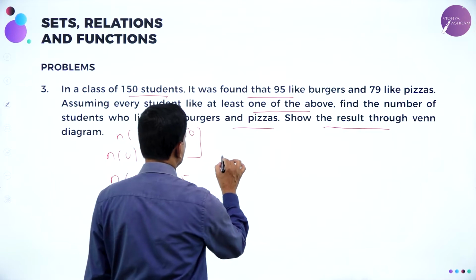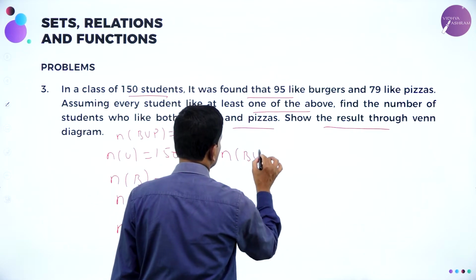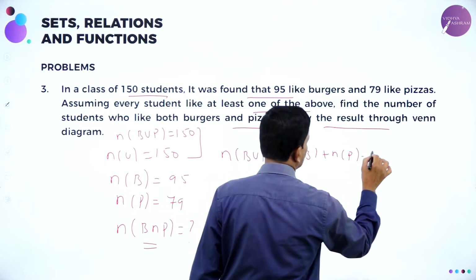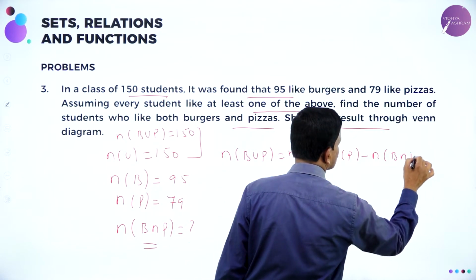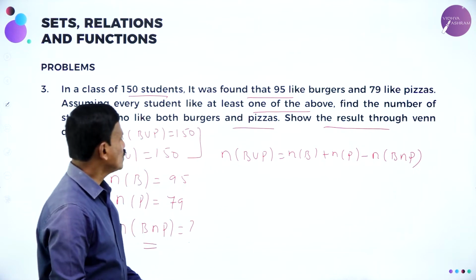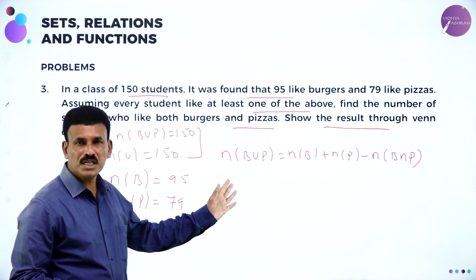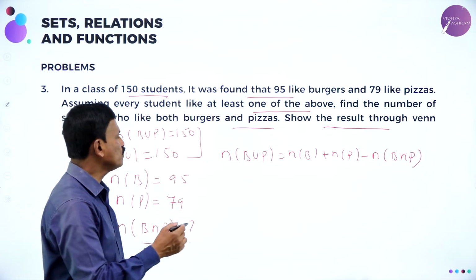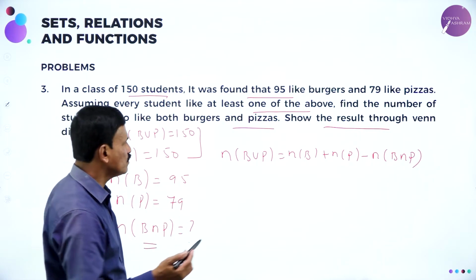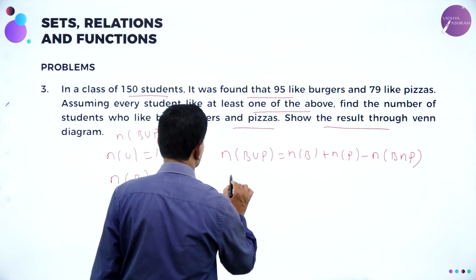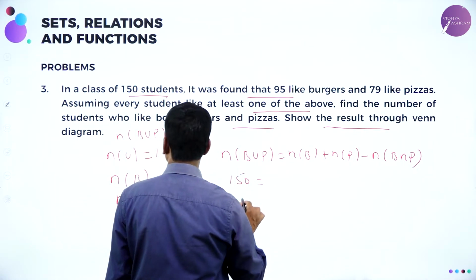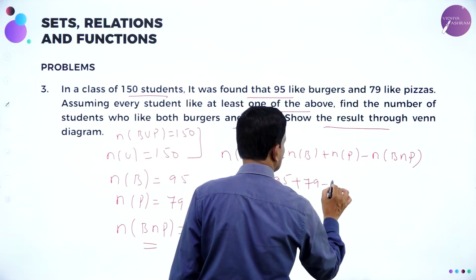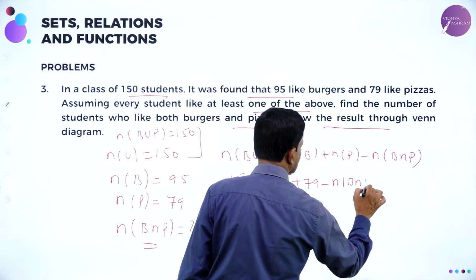What is the formula we have? N of B union P is equal to N of B plus N of P minus N of B intersection P. That's all. See, what is the formula? N of A union B is equal to N of A plus N of B minus N of A intersection B. So N of B union P is N of B plus N of P minus N of B intersection P. Now, what we have here: 150 is equal to 95 plus 79 minus N of B intersection P.